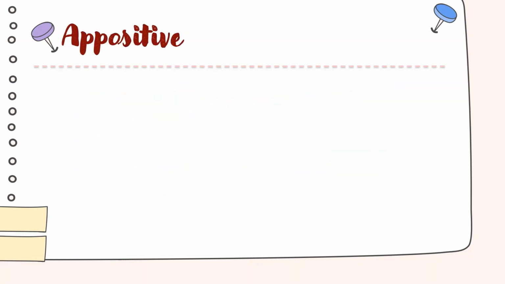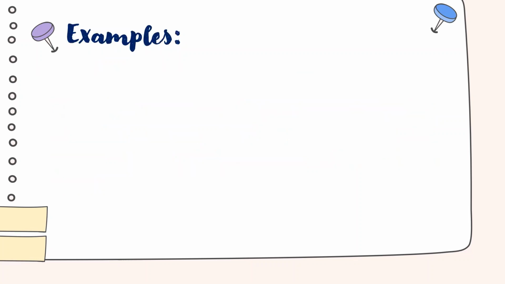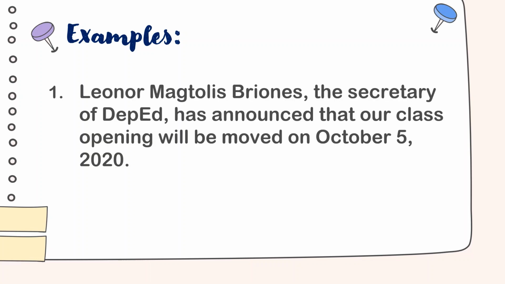Moreover, an appositive is a noun or phrase preceded by another noun, and it identifies or gives more information about that word. Look at the examples below. Number 1, Diosdado Magtolis Briones, the Secretary of DepEd, has announced that our class opening will be moved to October 5, 2020. Apparently, the noun Diosdado Magtolis Briones is the subject in the sentence.